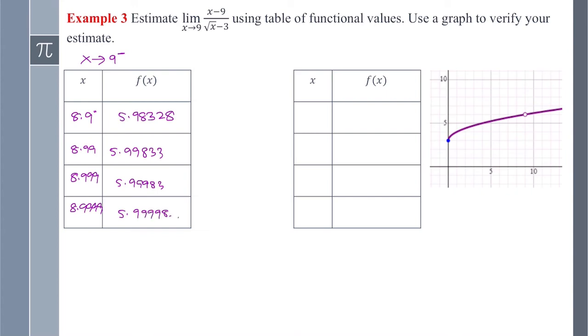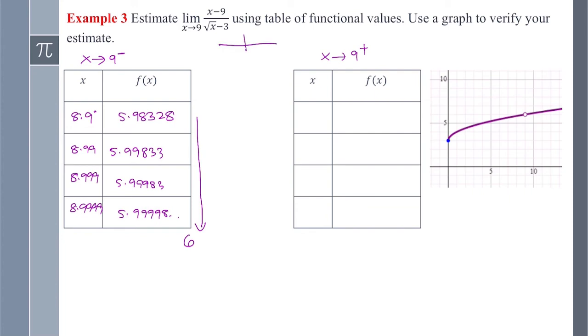It looks like when we take x very close to 9, when we're approaching 9, these values are approaching 6. Okay, now let's do the same thing when x approaches 9 from the right.